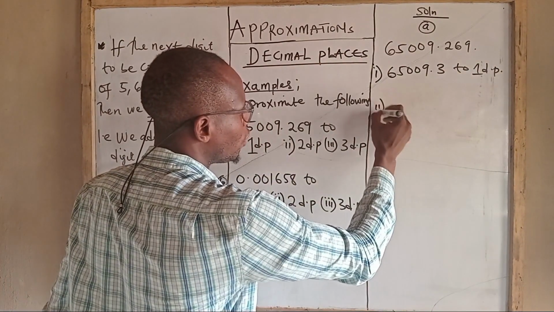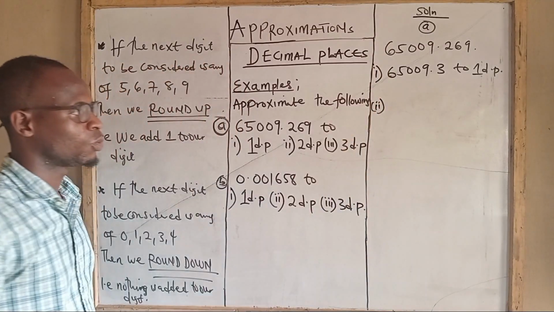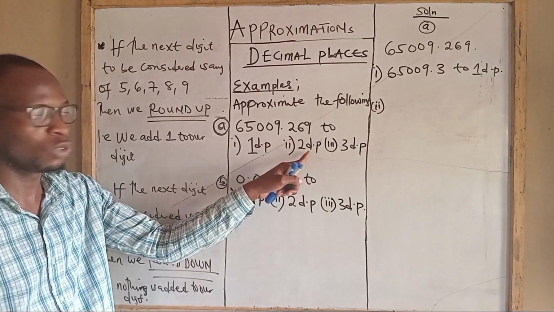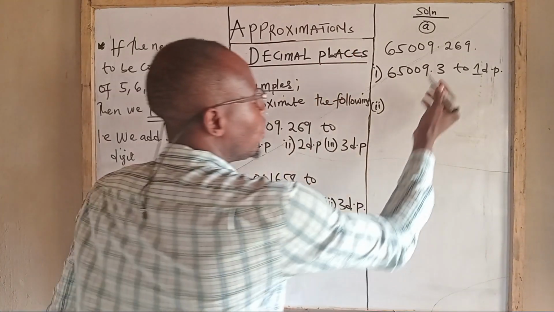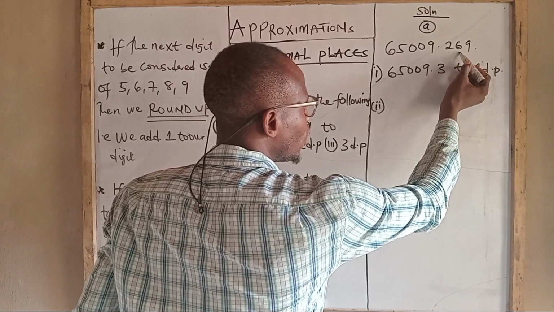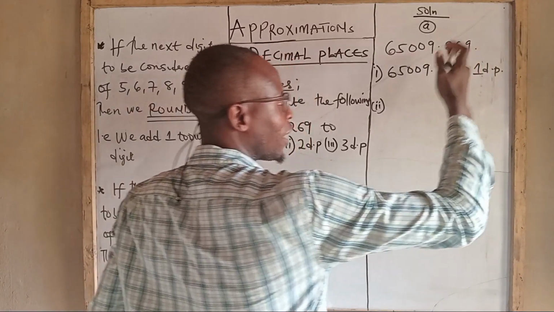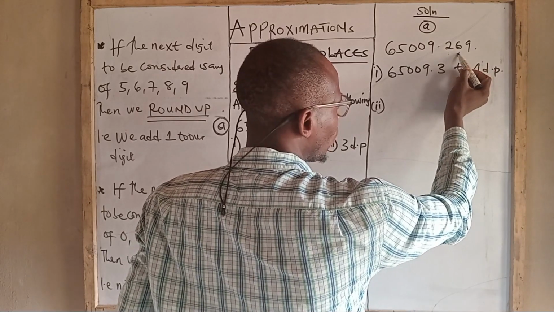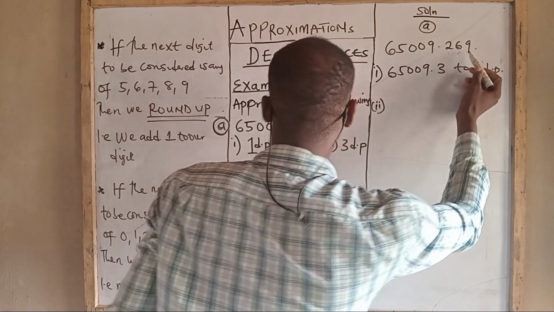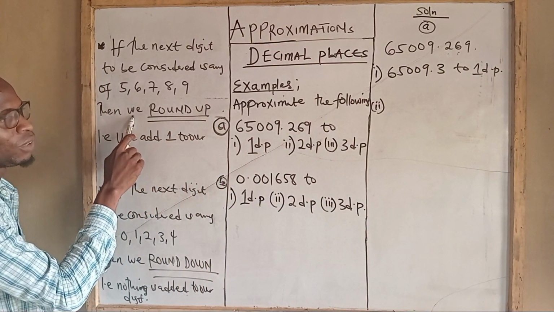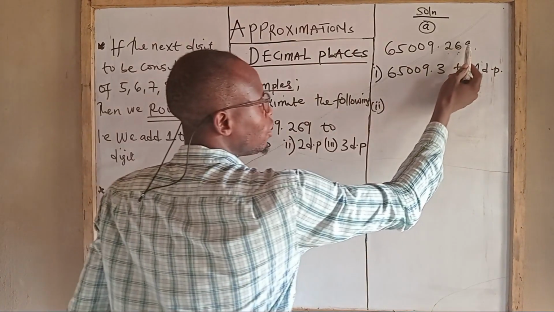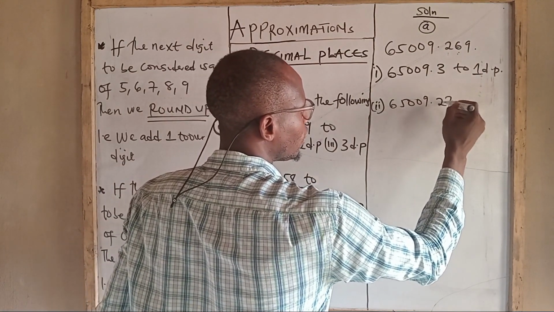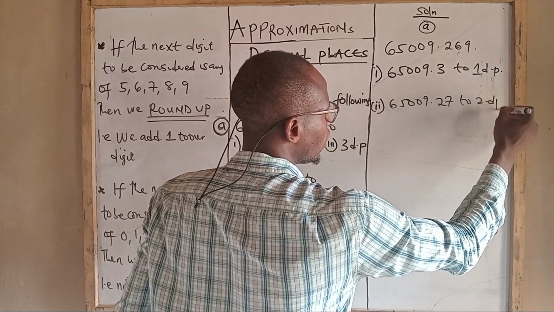Then, the second question says we should approximate the same number to 2 decimal places. 1, 2. You count twice. Don't forget you start counting from the right hand side. So 1, 2. Look at the next digit here, it falls in the category of round up. You add 1 to the digit, and you should have 65009.27 to 2 decimal places.